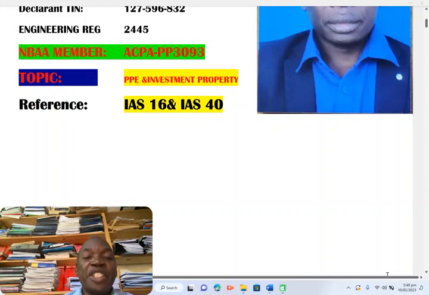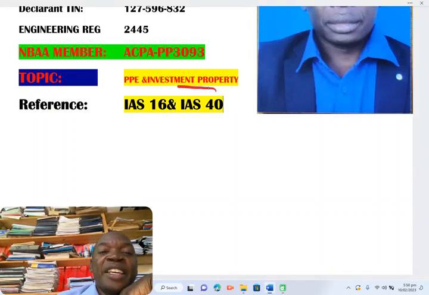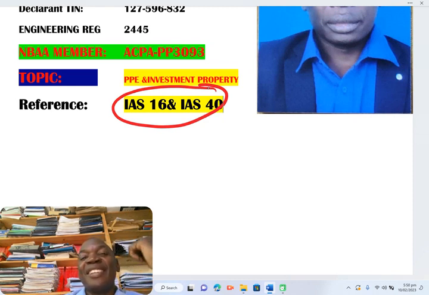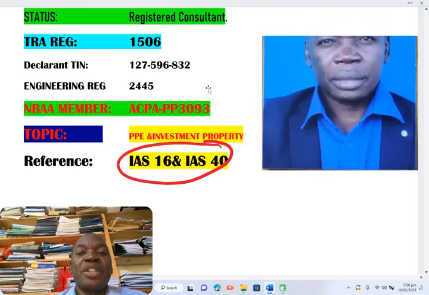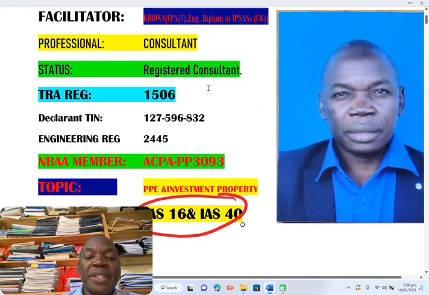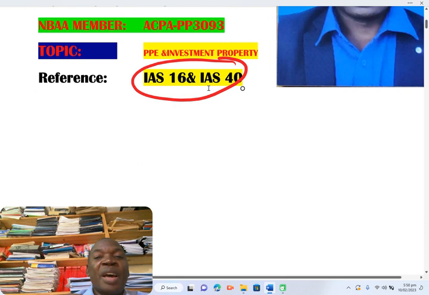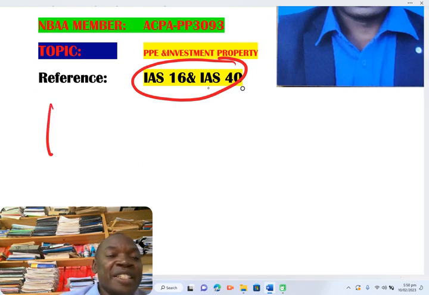So today's observation is IAS 16 and IAS 40. You see, that is a very small concept I want to make. So IAS 16 against IAS 40. Now, what is IAS 16?